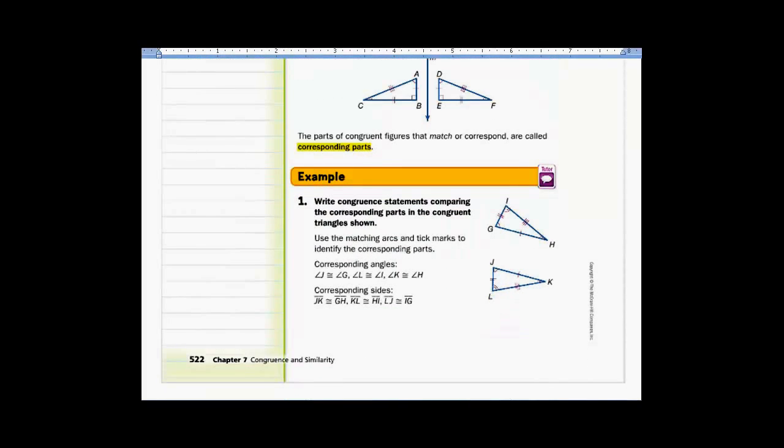Okay, so moving down here. Example. Whenever it says write congruence statements, that is what they're asking you to find.